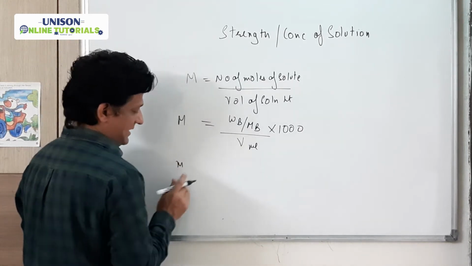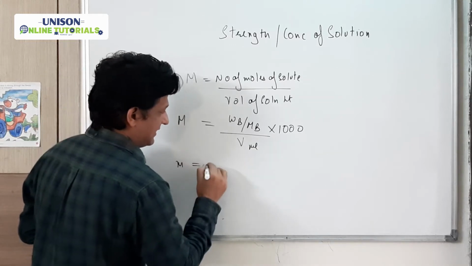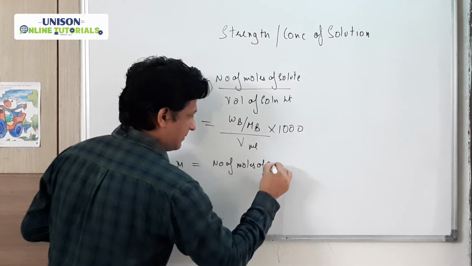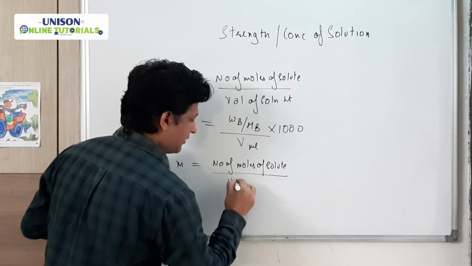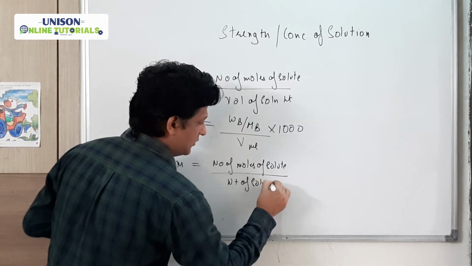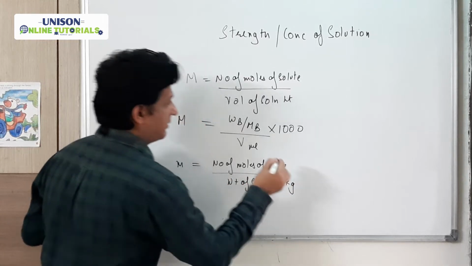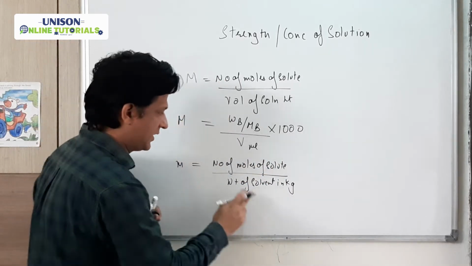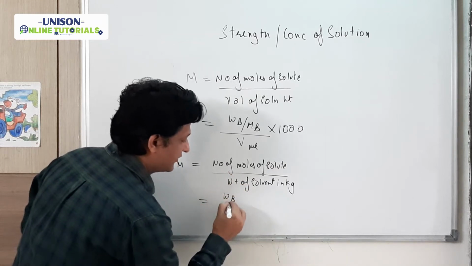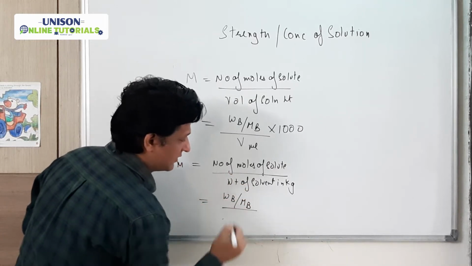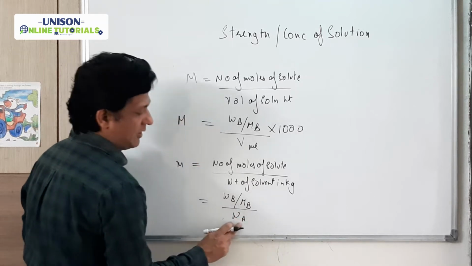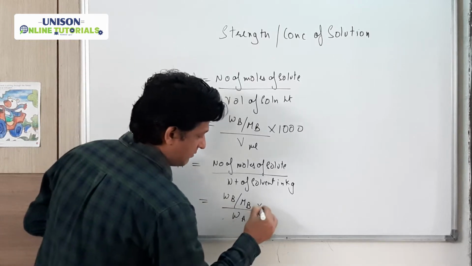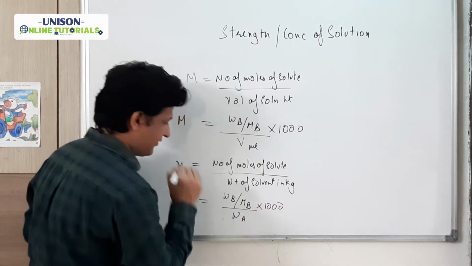Now molality, small m, is again number of moles of solute upon weight of solvent in kg. Here we use weight of solvent in kg. See both formulas, where is the difference: molarity deals with volume, molality deals with weight of solvent. So the formula is weight of solute upon molar mass of solute upon weight of solvent. Solvent is expressed by A, B is for solute. Now if it is in gram, multiply by 1000. So this is the formula for molality.